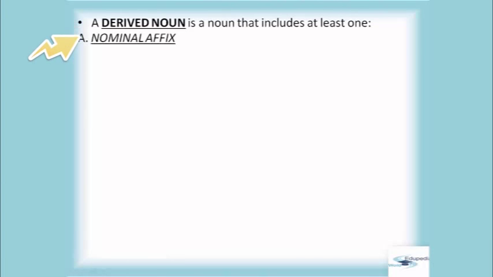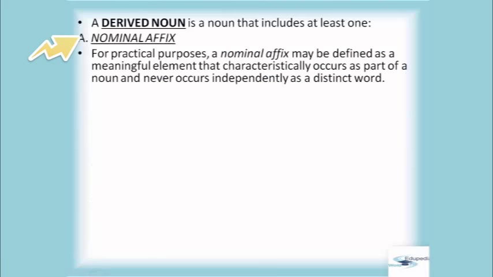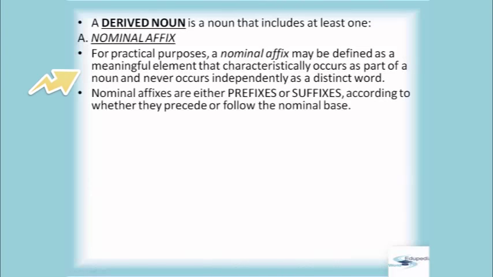First, the nominal affix. For practical purposes, a nominal affix may be defined as a meaningful element that characteristically occurs as a part of a noun and never occurs independently as a distinct word. Nominal affixes are either prefixes or suffixes, according to whether they precede or follow the nominal base.